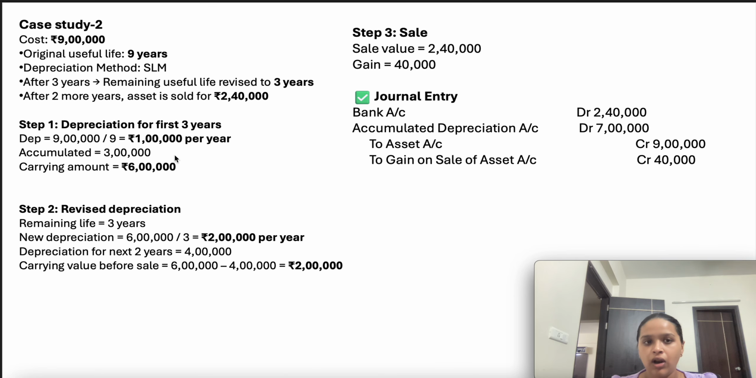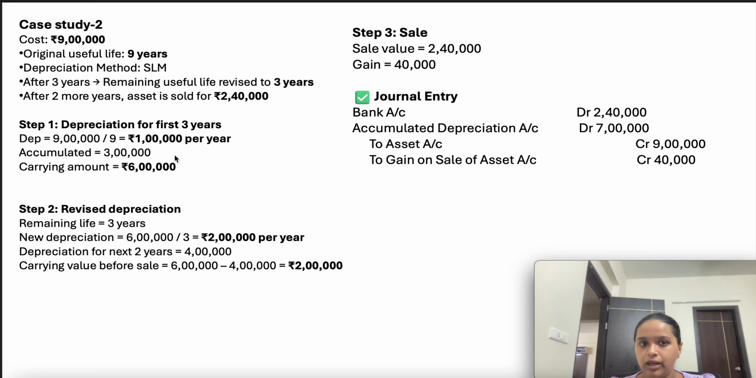Second case study: cost 9 lakhs, original useful life 9 years. It means 1 lakh will be charged every year. After 3 years, what is your book value in your account? 6 lakhs. The useful life is revised to 3 years. The original life is 9 years, so after 3 years the remaining original useful life is 6 years. But after 3 years they have evaluated that the useful life is only 3 years, not 6 years. It means the 6 lakhs cost you have to charge in 3 years only, so 2 lakhs every year you have to charge now.